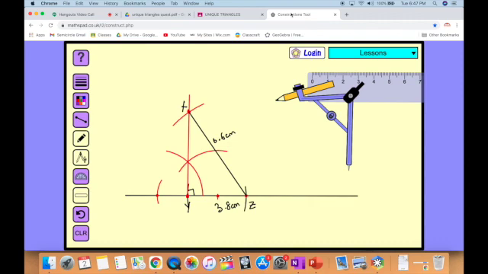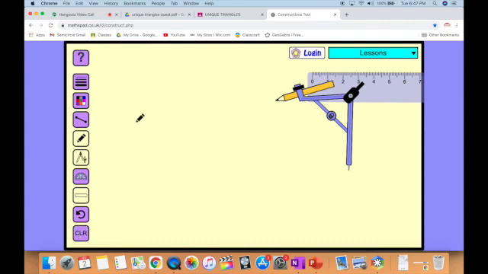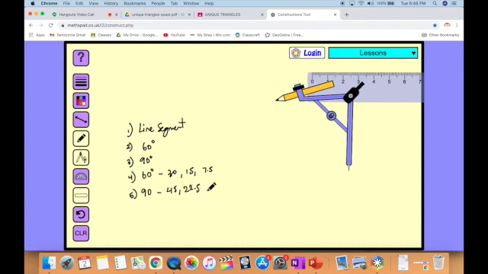And what did we learn in that last class? Well, we talked about constructing a line segment. We talked about constructing a 60 degree angle. We talked about how to construct a 90 degree angle. We talked about how to bisect a 60 degree angle to get us 30 and 15 and 7.5 if you just keep cutting it in half. And we talked about how to bisect a 90 to give us 45, 22.5, and so on.